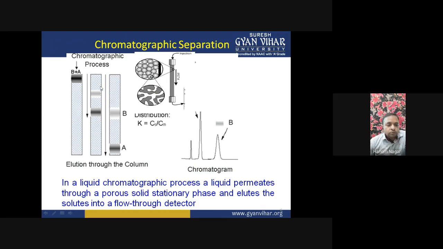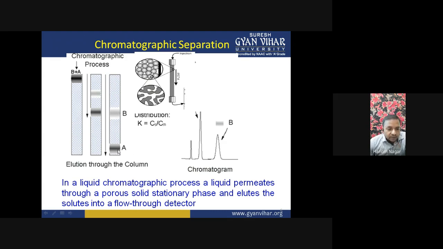Actually, two strips are formed here. One is for A and one is for B. Now, which is which component, A or B, depends upon the hydrophobic or hydrophilic character, right? So after the run, at the final stage, A is here at the bottom of the column, meaning A is about to elute from the column, okay, and B is at this position.